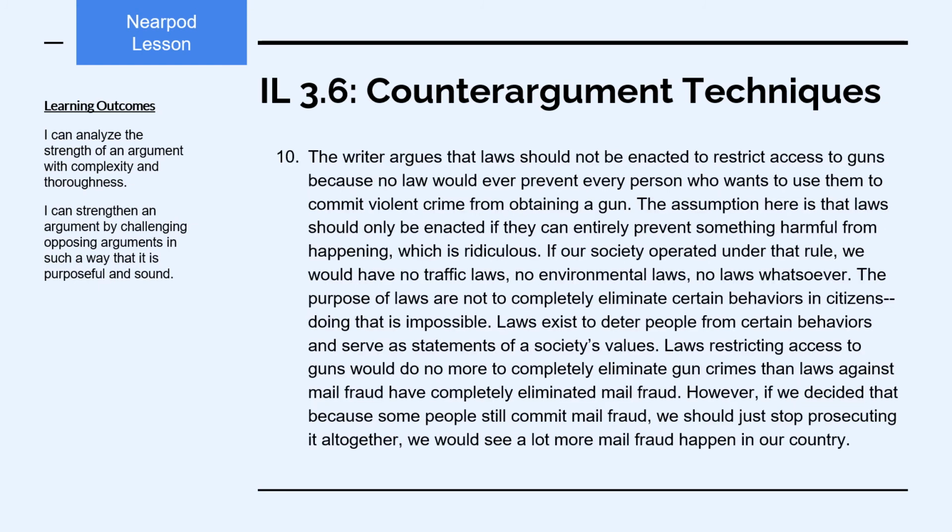And finally, number 10, the writer argues that laws should not be enacted to restrict access to guns because no law would ever prevent every person who wants to use them to commit violent crime from obtaining a gun. The assumption here is that laws should only be enacted if they can entirely prevent something harmful from happening, which is ridiculous. If our society operated under that rule, we would have no traffic laws, no environmental laws, no laws whatsoever. The purpose of laws is not to completely eliminate certain behaviors in citizens. Doing that is impossible. Laws exist to deter people from certain behaviors and serve as statements of society's values.